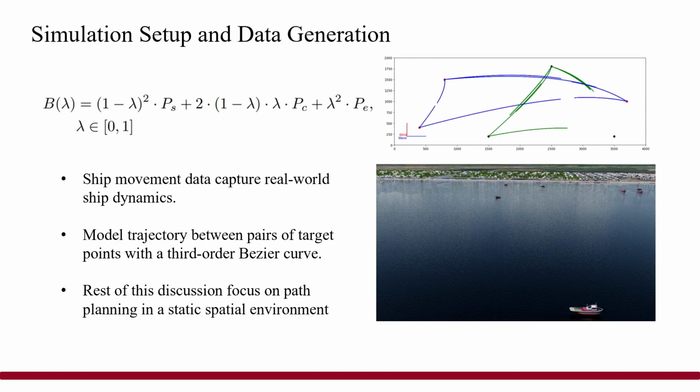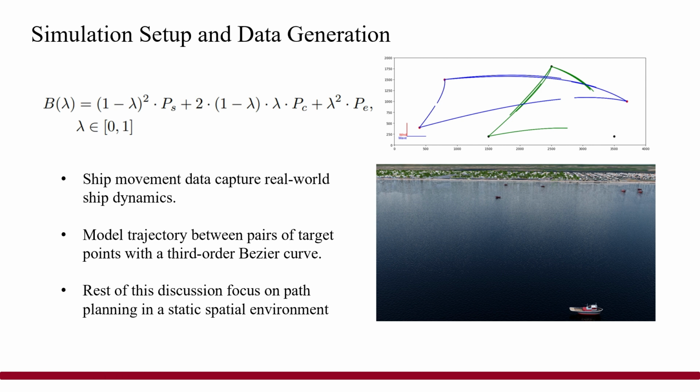Before getting into our approach, let's talk about our simulation environment and ship movement dataset. They are crucial for designing our algorithm since they capture the real-world ship dynamics. In our simulation, we have two types of vessels, fishing boats and pleasure boats. Each has a different purpose and thus unique sailing trajectories. They travel between different target points, like points of interest at sea and the dock, with PS and PE being the start points and the end points.